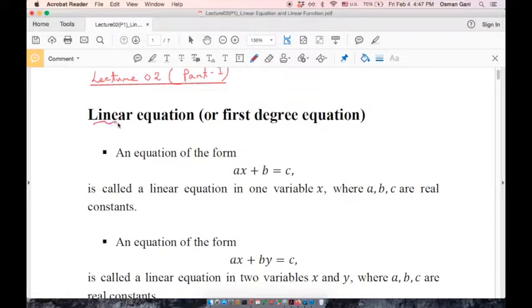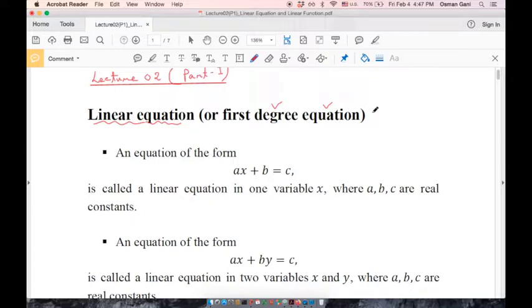So the first question is, what is a linear equation? To understand a linear equation, you first need to understand what an equation is and what the degree of an equation is, because a linear equation is also known as a first degree equation. So what is an equation?